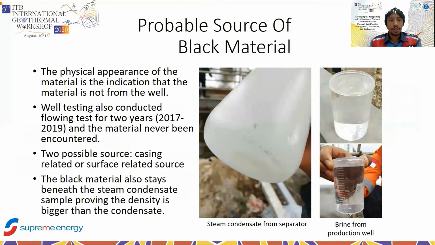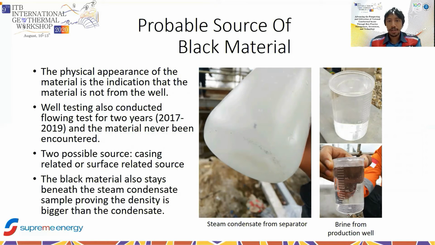And we go into the probable source of the black material. You can see here that the black material stays beneath the bottle. So the density of the black material is bigger than the steam condensate. This is condensate from HB separator. And this is the picture of a brine.